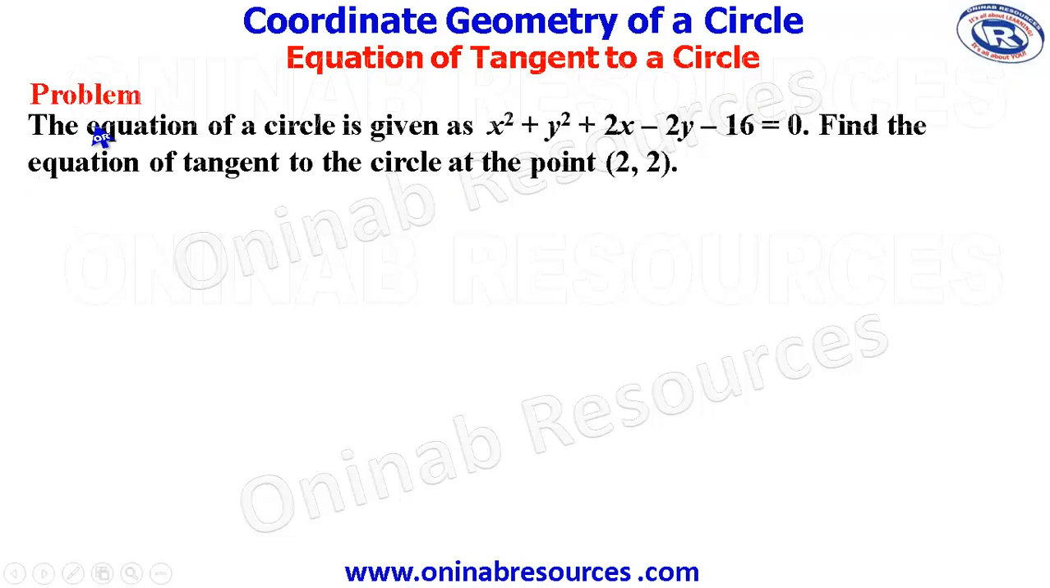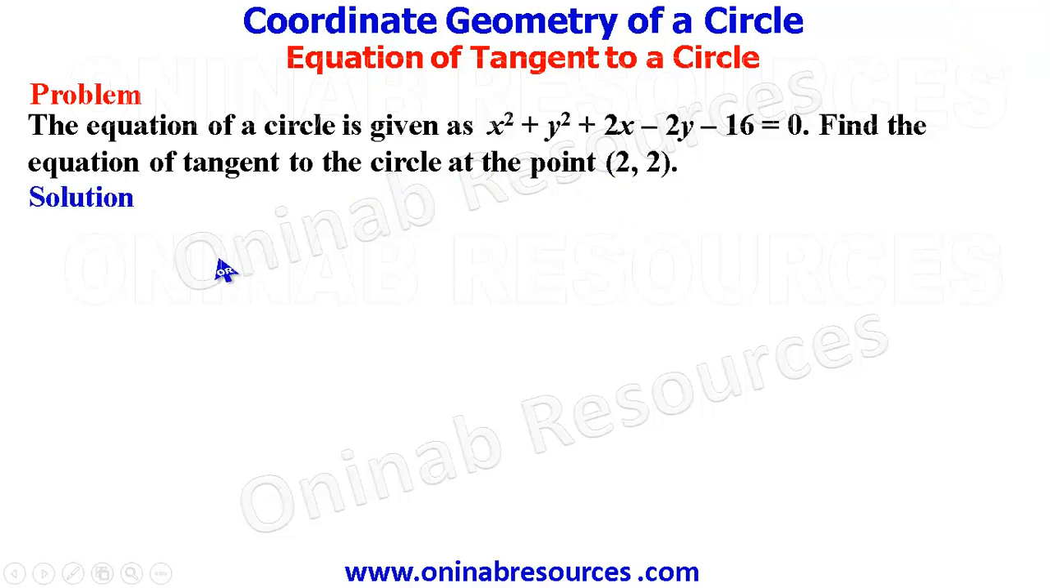So we have a problem here to solve. The equation of a circle is given as x squared plus y squared plus 2x minus 2y minus 16 is equal to 0. Find the equation of the tangent to the circle at the point (2, 2).